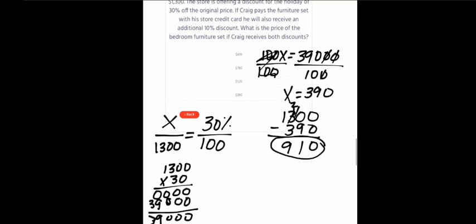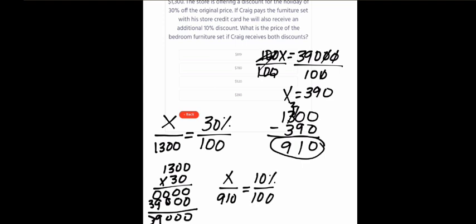Okay? So I'm going to actually move this a little bit to give myself more space. And now I get the additional discount. 910. I don't know what that's going to be, but it's a 10% discount out of 100. 100x equals 910 plus that additional 0 from the 10. We divide by 100 on both sides. We eliminate some zeros that we have in common. We're left with x equals 91.